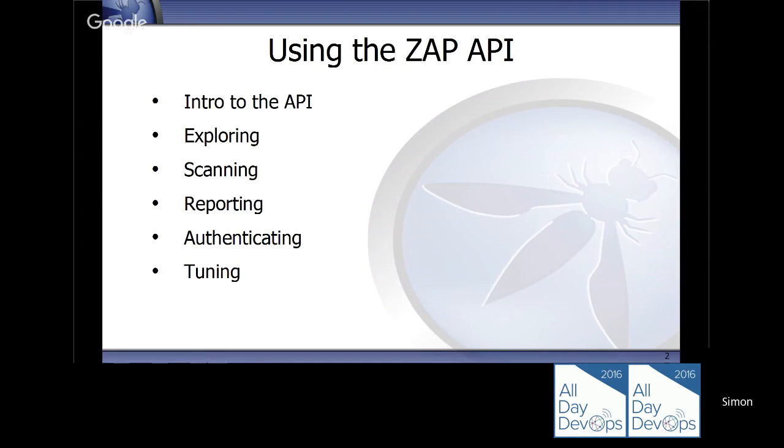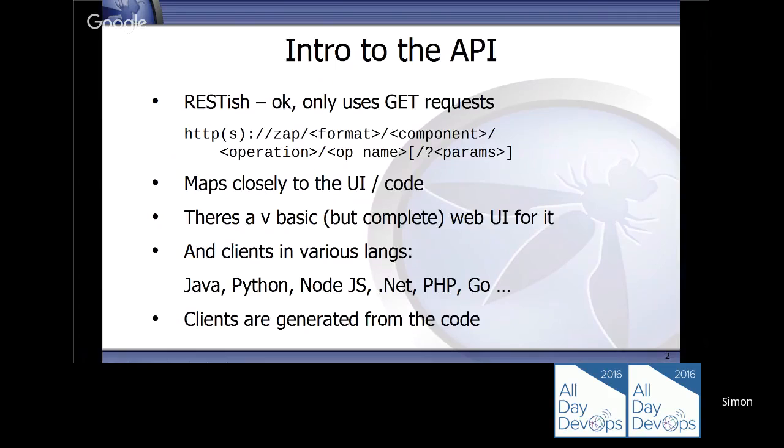So I'll get on to using the ZAP API now. And what I want to do is give an introduction, talk about exploring, scanning, reporting, before probably very quickly touching on authenticating and tuning. So the API, we have a REST-ish API. It actually only uses GET requests, but this is very useful because we have a web-based UI, and you can try things out. You can copy those GET requests, paste them into curl or any other tool you like, and just reproduce the operations very quickly.